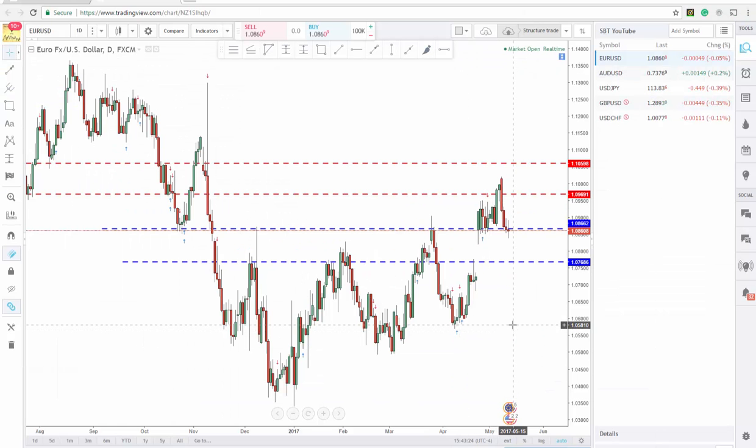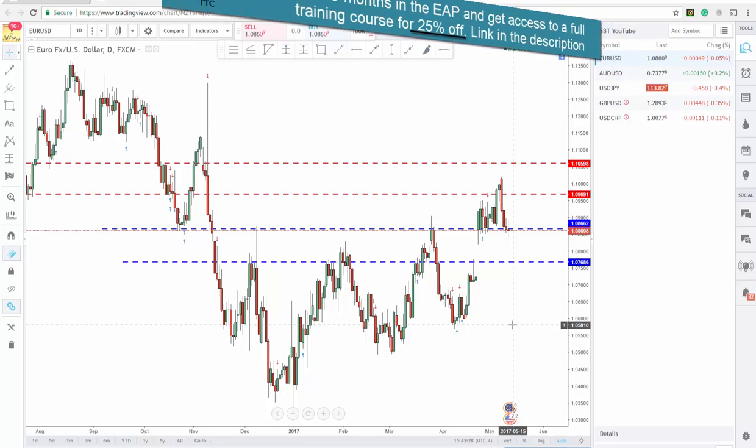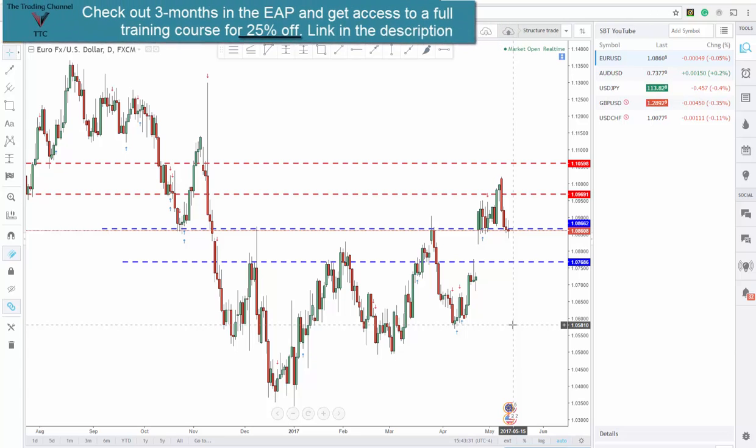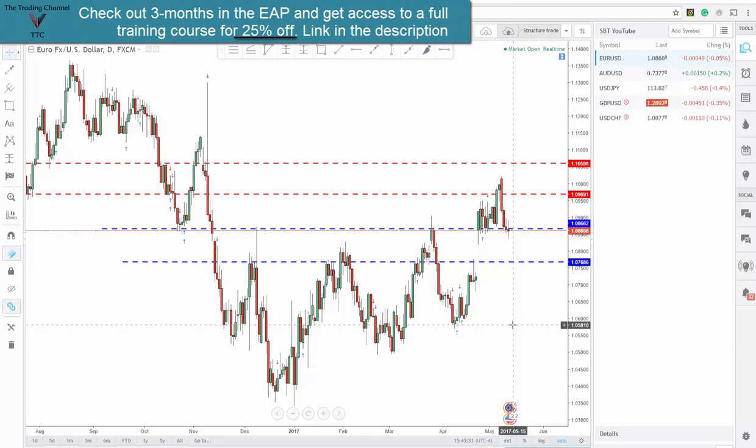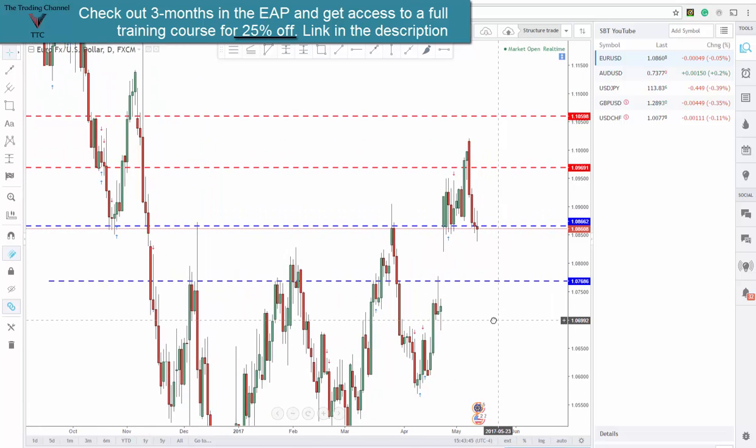Welcome back, traders. So we're going to start this week's structure-based trading analysis on the daily chart on the euro dollar. What we're going to do is take a look at a few different important levels that have been tested multiple times and that the market could react to if it gets there. As you can see, these levels are indicated by my blue and red lines.